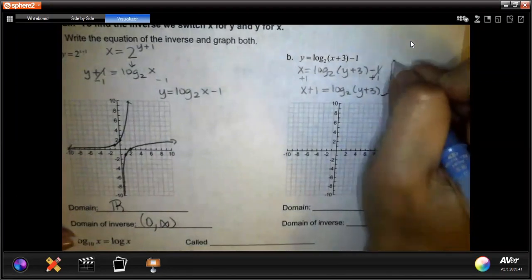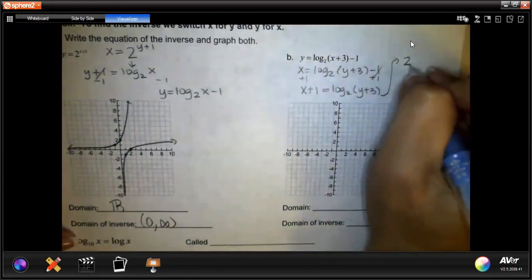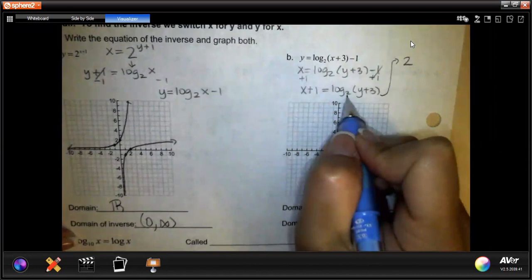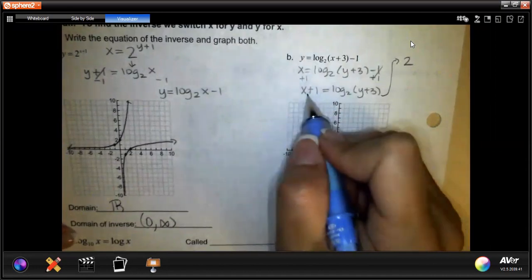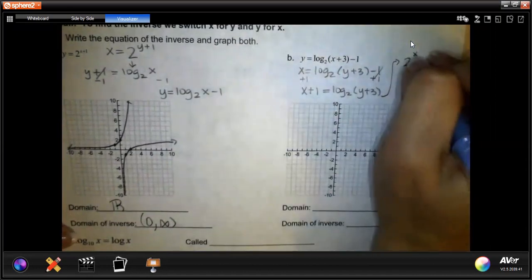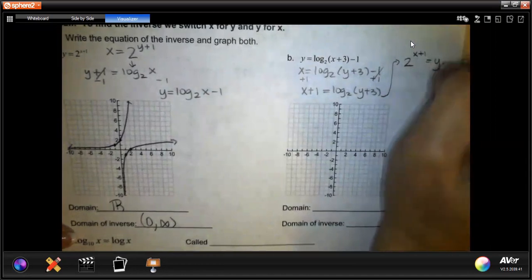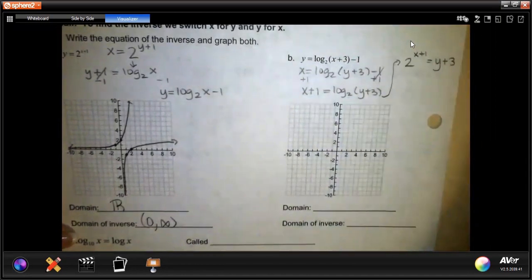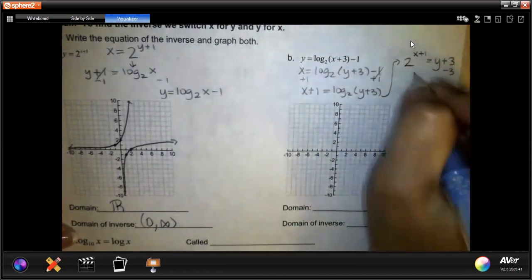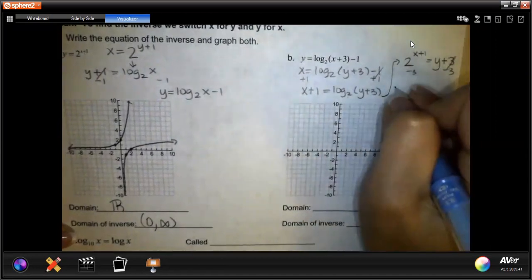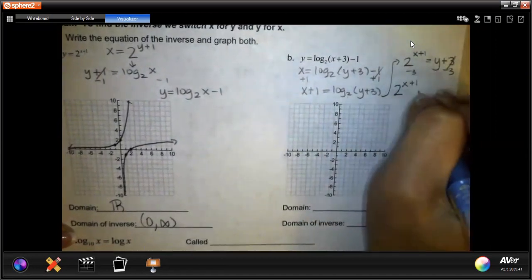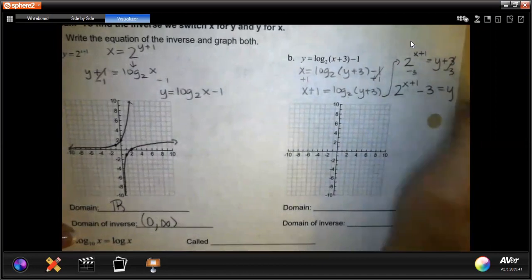And so I'm going to move that over here. I drop the base because the base on the log is the base on the exponential. This becomes my exponent, and the y plus 3 is freed. My last step would be to subtract that 3. And so we get 2 to the x plus 1, minus 3, is equal to y.